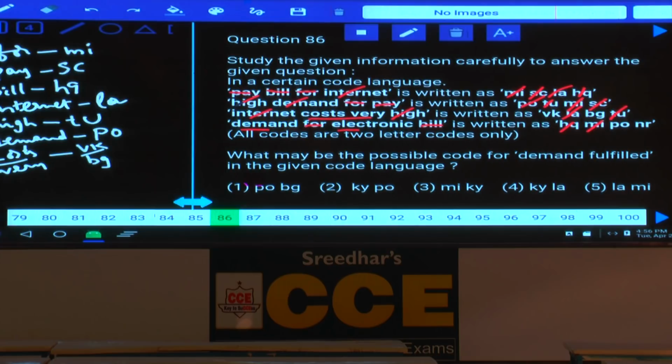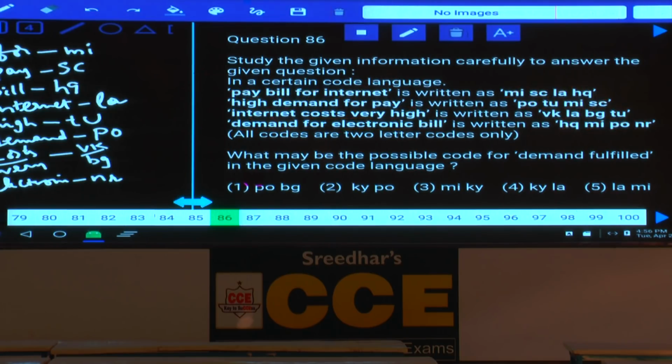And similarly, the code to the words demand and electronic. Demand is already PO, isn't it? As demand is PO here, what is left over? Electronic is left over. And tell me what is the code to this word electronic? Electronic is NR. And these are the words and their corresponding codes. Done?